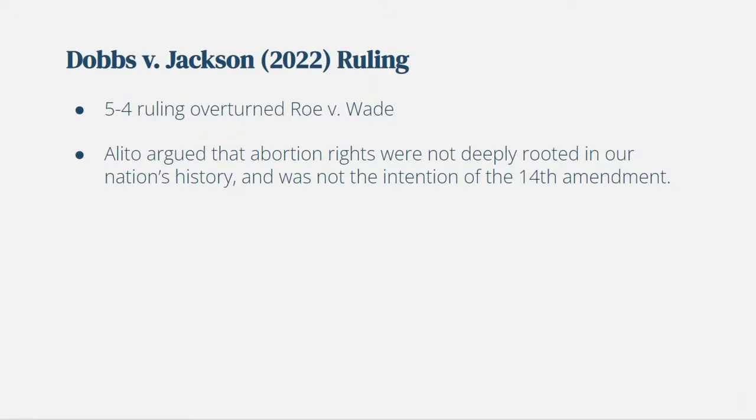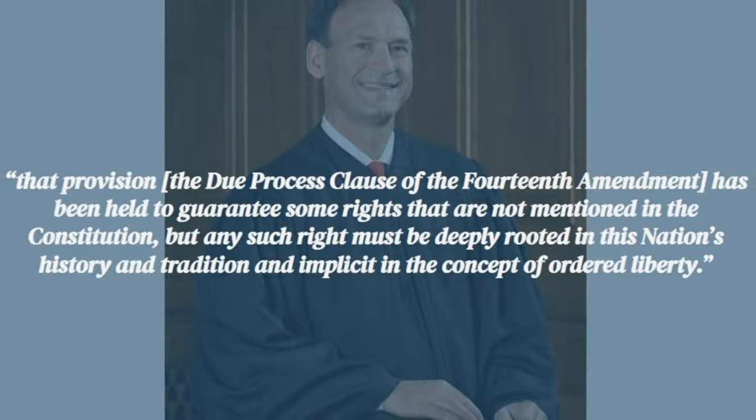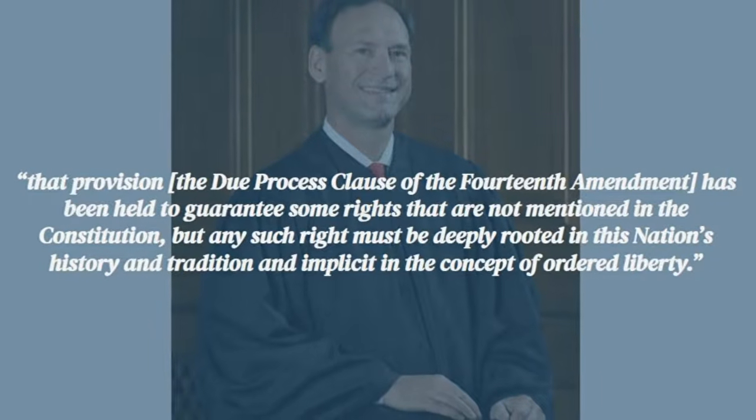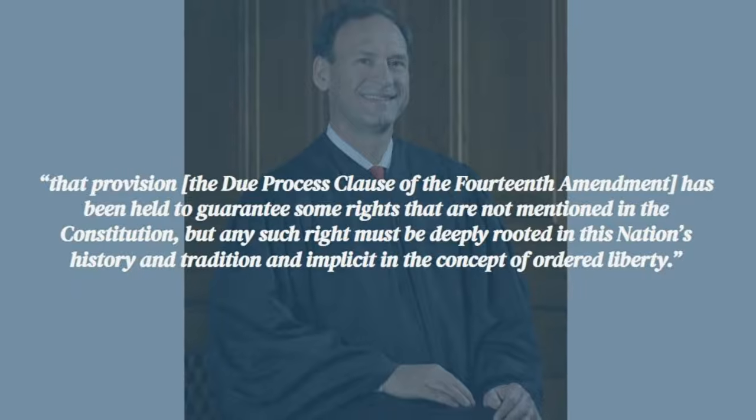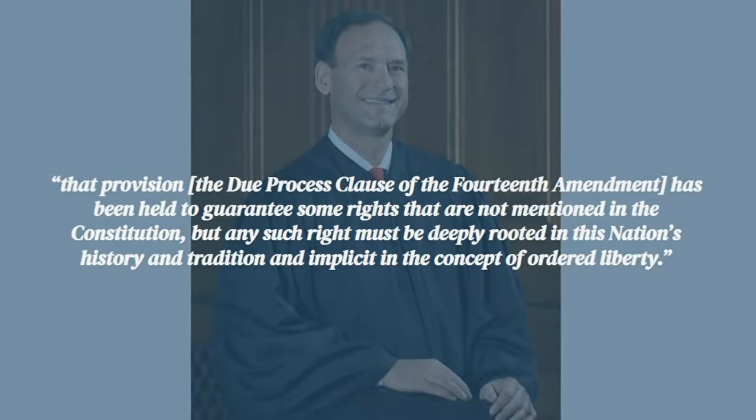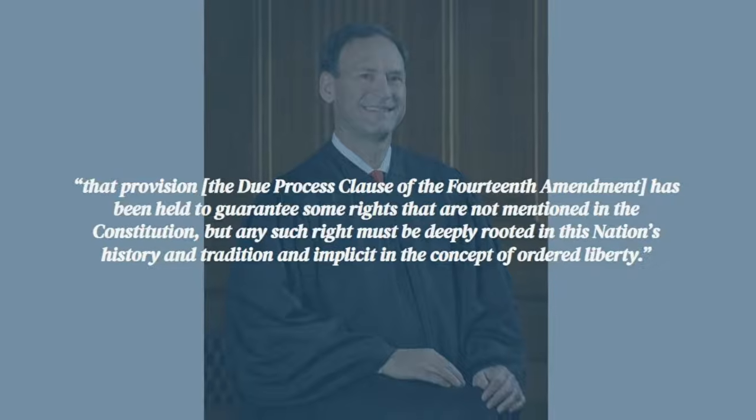In a 5 to 4 ruling of the Dobbs case, the Supreme Court decided that the right to an abortion was not protected by the Constitution, thereby overturning Roe v. Wade. Justice Alito wrote the majority decision in which he argued, quote, that provisions, the Due Process Clause of the 14th Amendment, has been held to guarantee some rights that are not mentioned in the Constitution, but any such right must be deeply rooted in this nation's history and tradition and implicit in the concept of ordered liberty, end quote.